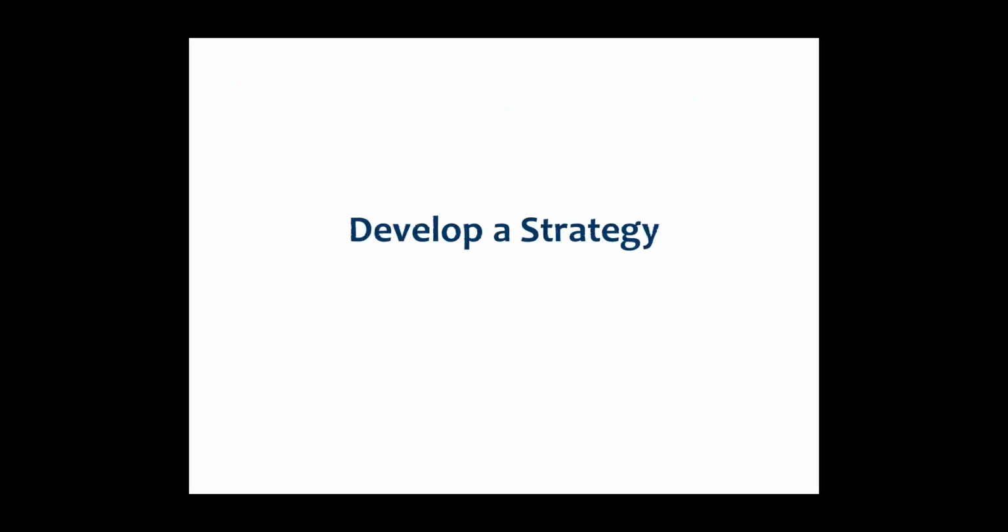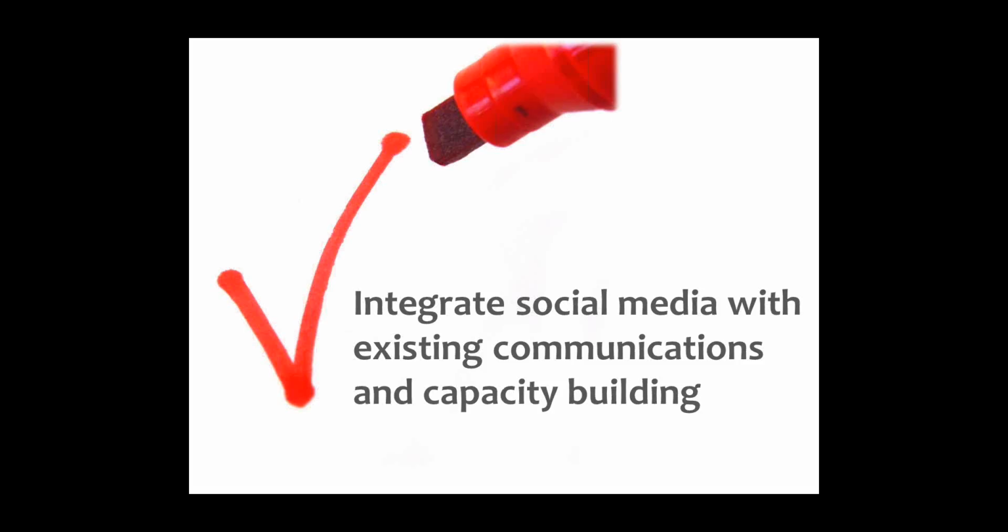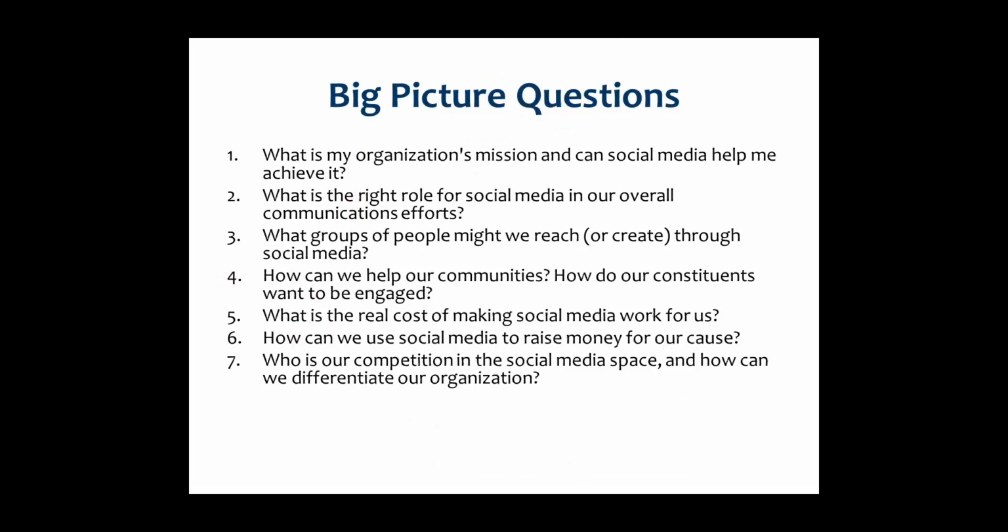So the next thing you need to do is develop a strategy. Again, integrate social media with existing communications and capacity building. It shouldn't exist off by itself somewhere. It should be a part of your overall communications plan. Some big picture questions to ask yourself include, what's my organization's mission? How can social media help me achieve it? Can it help me achieve it? What's the right role for social media in our overall communications effort?